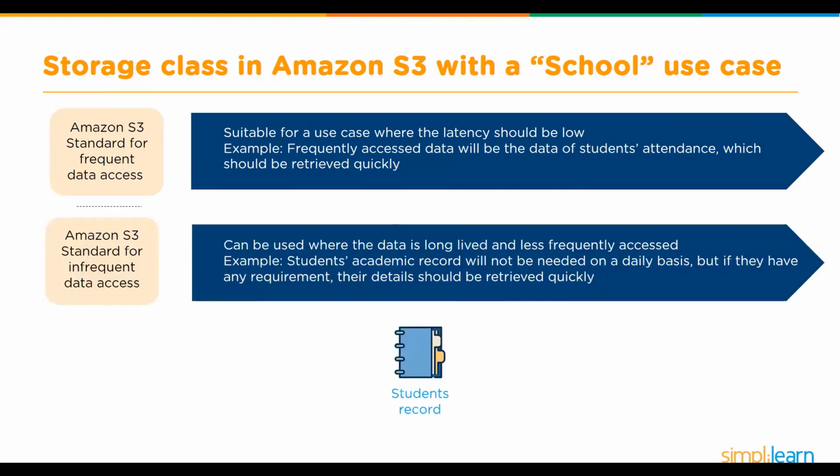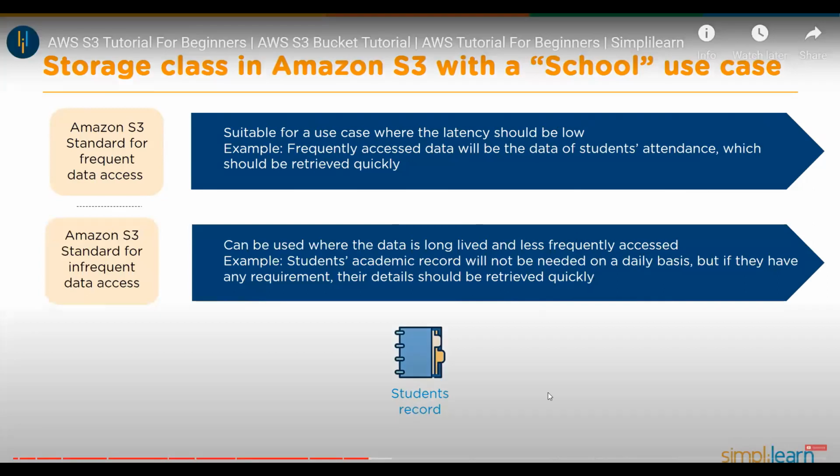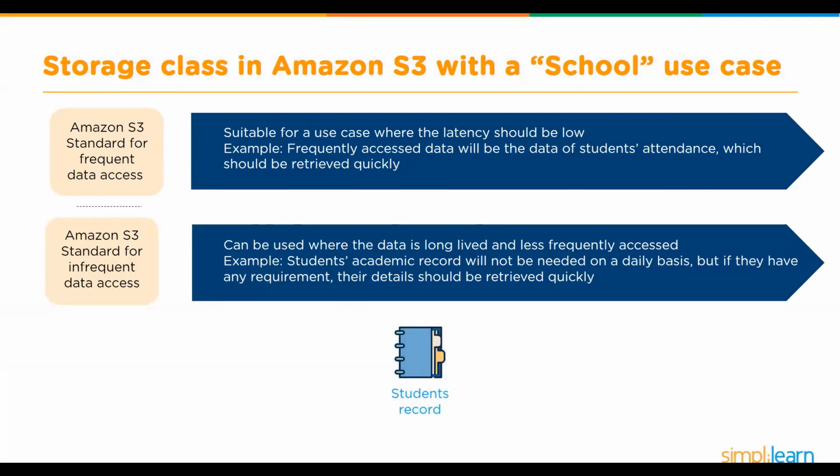The other type of storage tier in S3 is Infrequent Access. Just like the name says, the use case for that is less frequently accessed data. The candidate data that should go in Infrequent Access is a student's academic record, which we don't need to access on a daily basis. But if there is a requirement, we might want to go and look at it, and that's going to be quick.